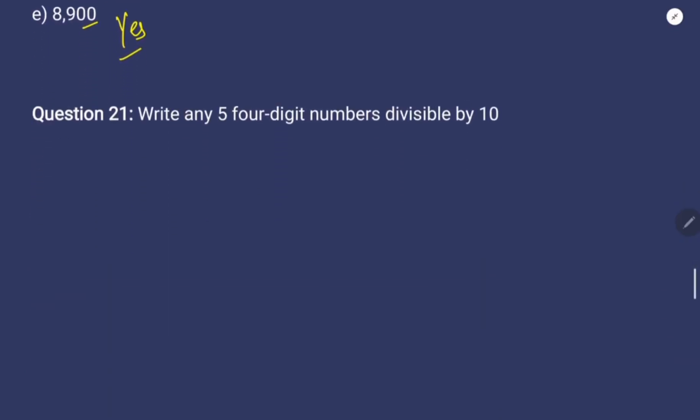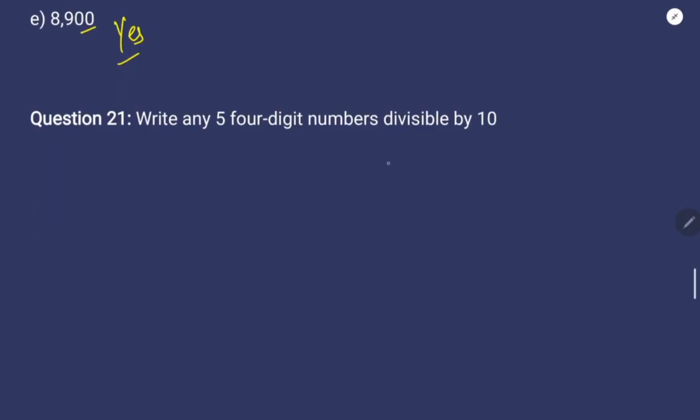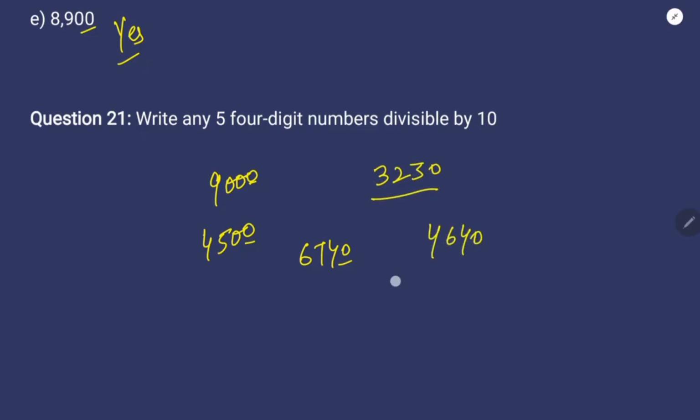Write any 4-digit numbers that are divisible by 10. Is it a 4-digit number? And does it end with 0? So I can write so many 4-digit numbers that end with 0, right? We need to write 5. So I can write any 4-digit number, okay, that ends with 0. That will be divisible by 10.